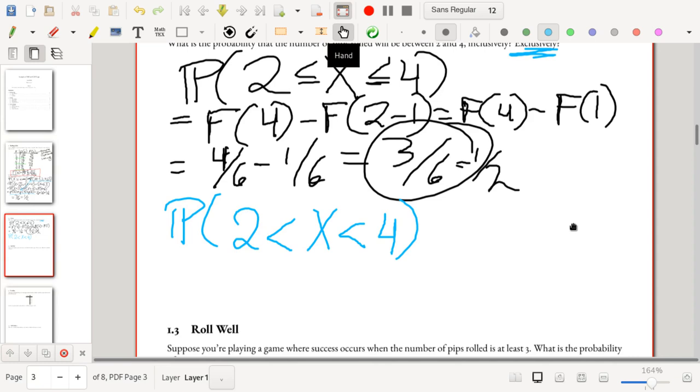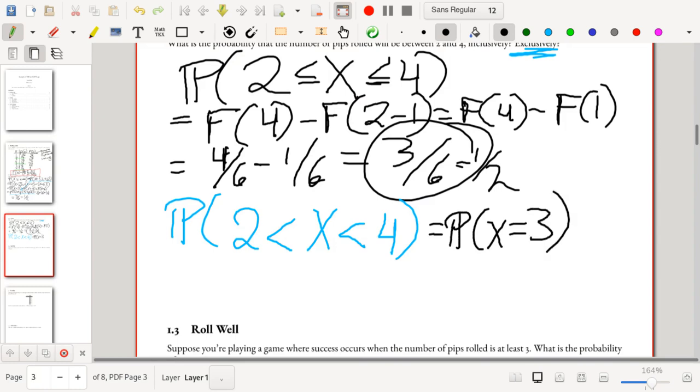Now, actually, this is equal to, in fact, the probability that X is equal to 3, since that's the only thing that's in this region, right? Which is going to be p of 3, which is equal to 1/6. But that's one way to think about it.